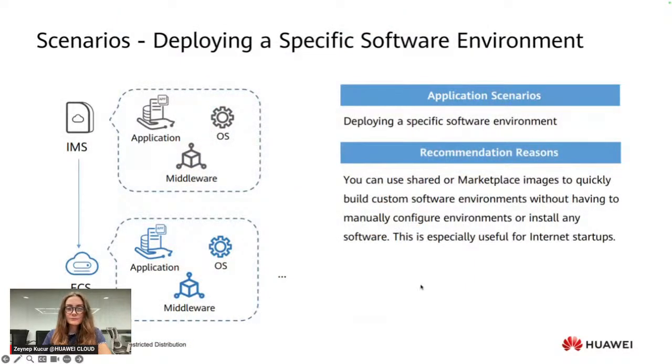And what about the scenarios? Imagine you're launching a new tech startup focused on developing custom analytics tools. So instead of setting up the operating system, middleware, and application stacks from scratch on your ECS, you can use our service IMS. You will start by selecting a pre-configured image from the marketplace that already includes whatever you need, like Linux OS, Python, and necessary libraries for data analysis. You can create an ECS from this image that you got from the marketplace, and you can right away start what you want to do. You can start coding and deploy your analytics tools right away without dealing with the underlying infrastructure setup.